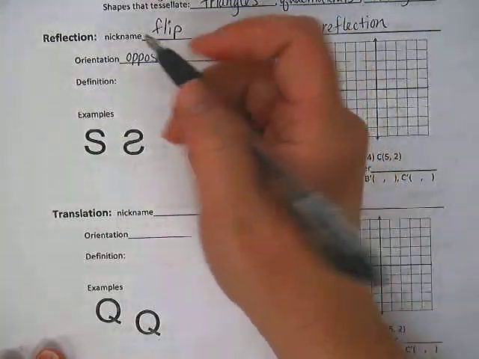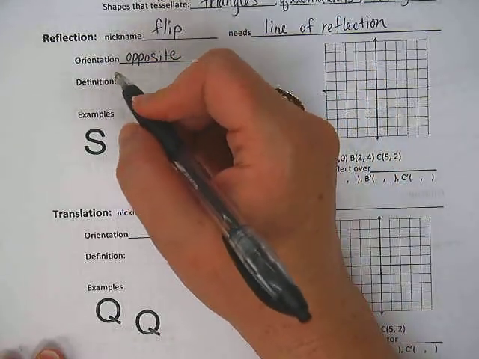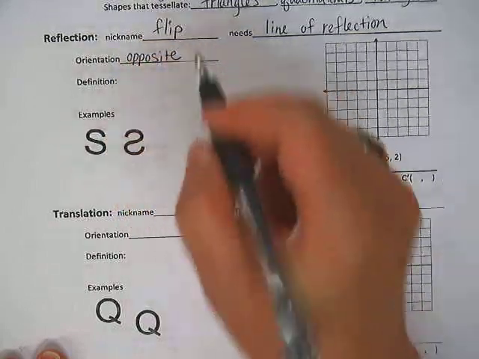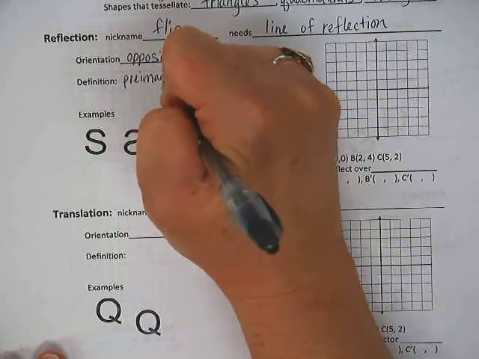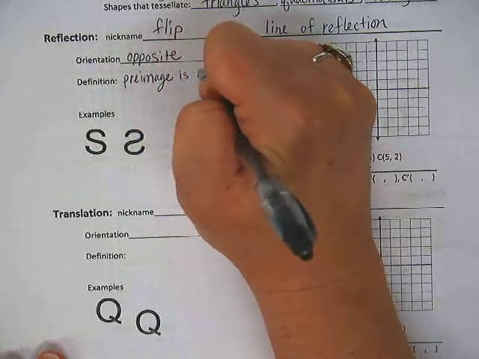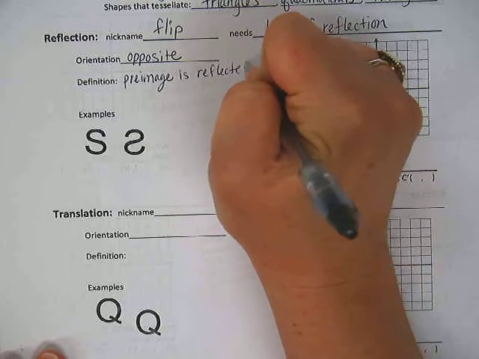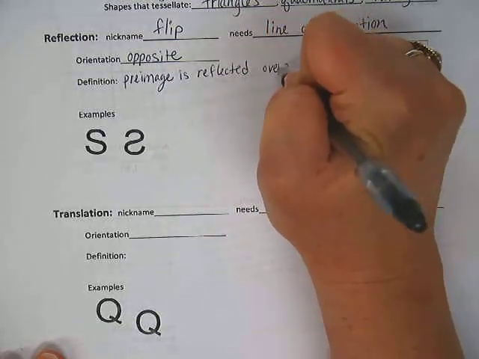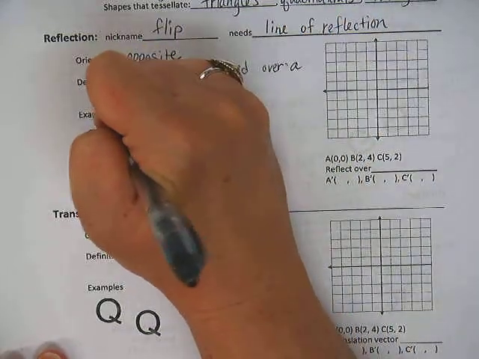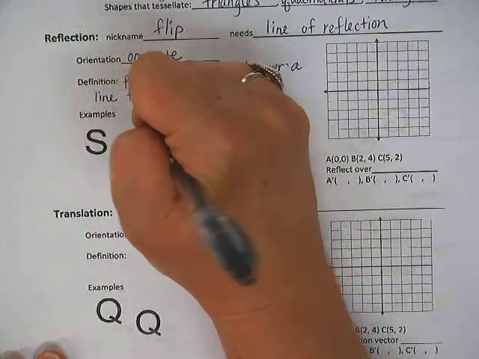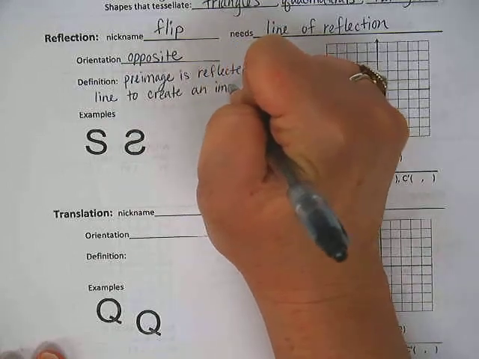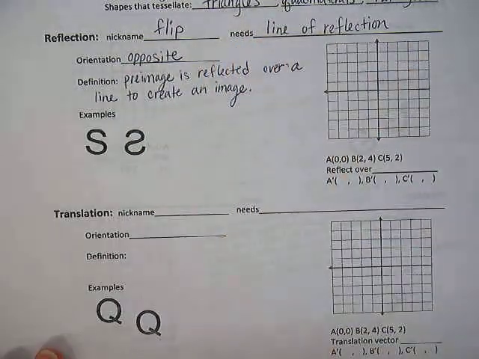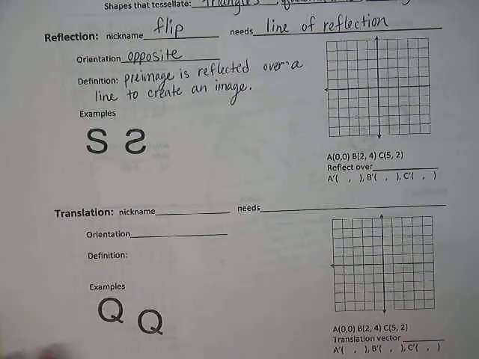Let's define the word reflection. It would be like using a mirror, but here's our official definition. A pre-image, which is your beginning figure, is reflected over a line to create an image. A pre-image is reflected over a line to create an image.